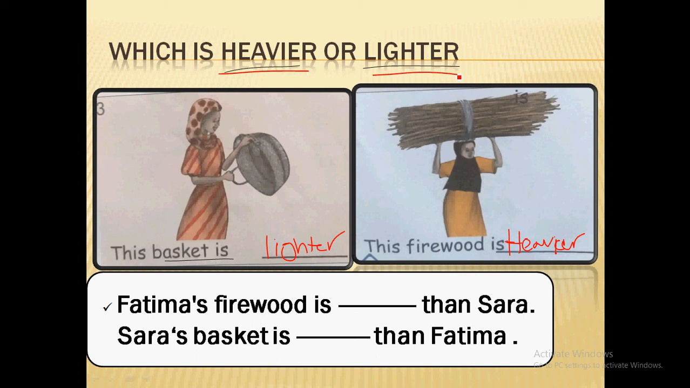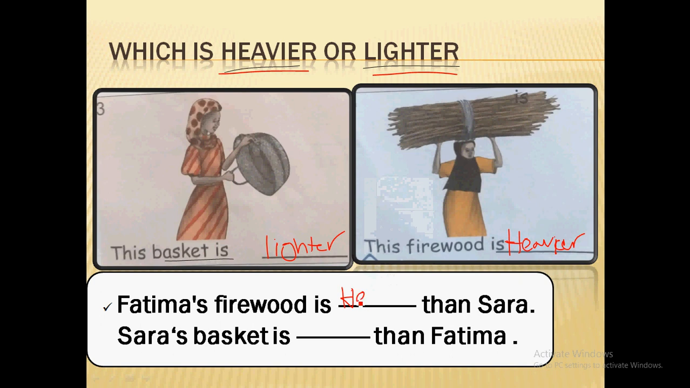Good. We have an example and we give a name to everyone. Fatima, and you tell me which one is Fatima and which one is Sarah. Fatima's firewood is heavier than Sarah's. Fatima's firewood is heavier than Sarah's. What do we say? Excellent. Heavier.